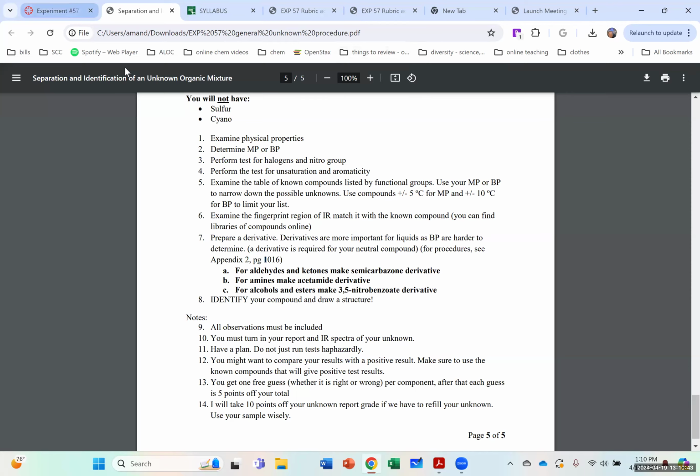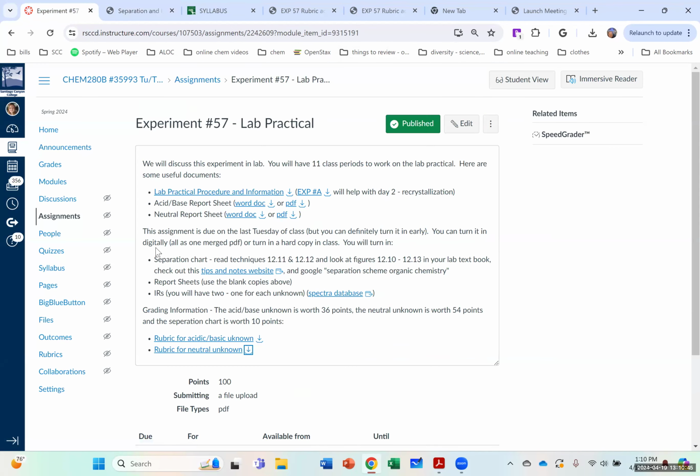Let's talk about what you're going to turn in. So in this next section on here, it's telling you everything you're going to turn in. You're going to turn in the 2 report sheets that we already looked at. You're going to turn in the 2 IRs. So 1 acidic, 1 neutral. And then the 5th thing that you're turning in is a separation chart.